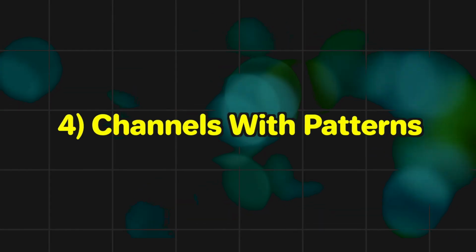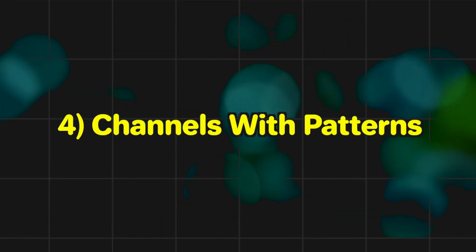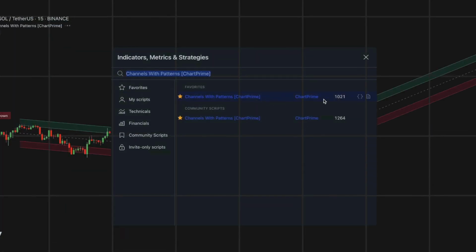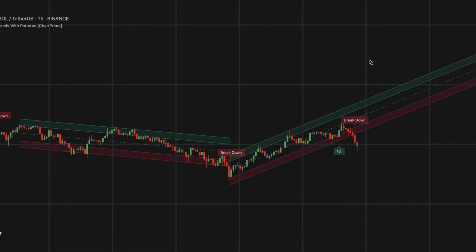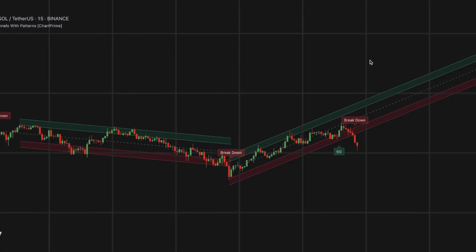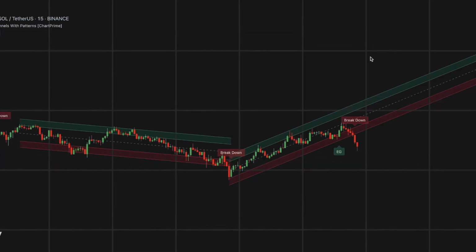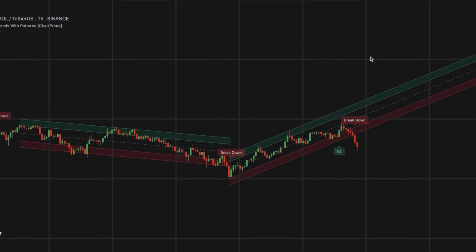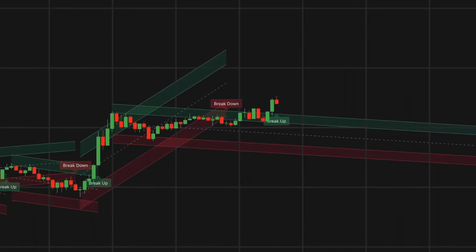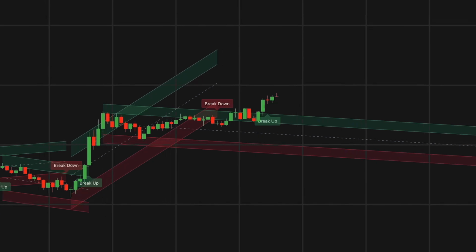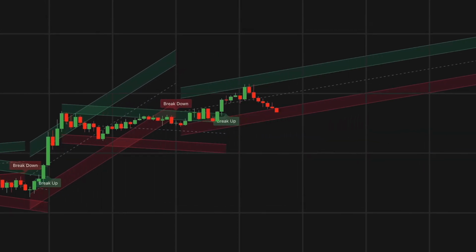The 4th indicator on my list is called the Channels with Patterns by Chart Prime. This tool is similar to the previous one, however this one uses trend lines to identify sniper entries. This indicator uses a single pivot in conjunction with a smooth version of the price to estimate the direction of an emerging trend. Using ATR, this indicator estimates the volatility of the new trend by adjusting the channel size by a multiple of the current ATR.